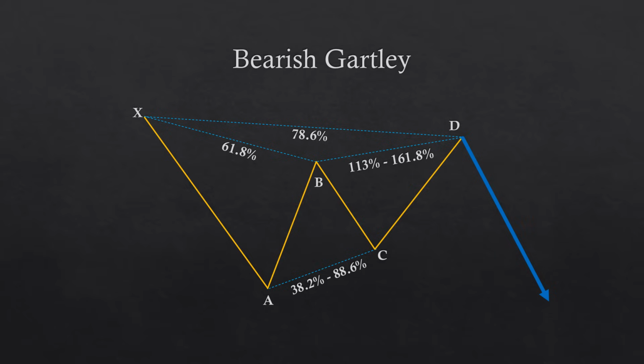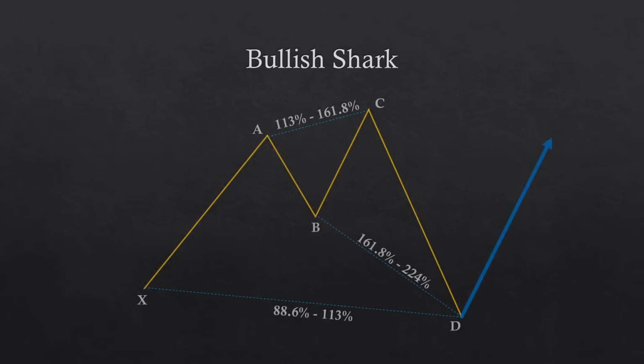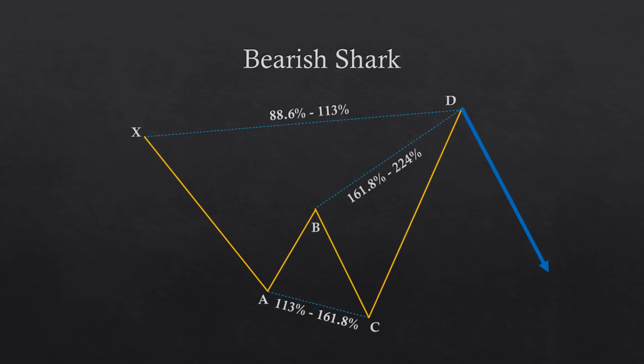Next in line, we'll study the shark pattern, beginning with the bullish variation. In the bullish shark, we have a few peculiarities. There is no ratio rule for AB in relation to XA. The ratio between BC and AB must be between 113 and 161.8%. The ratio between CD and BC must be between 161.8 and 224%. And the ratio between AD and XA must be between 88.6 and 113%. In the bearish shark pattern, we have the exact mirror image of the bullish version. The same properties and peculiarities remain constant, but they are inverted.